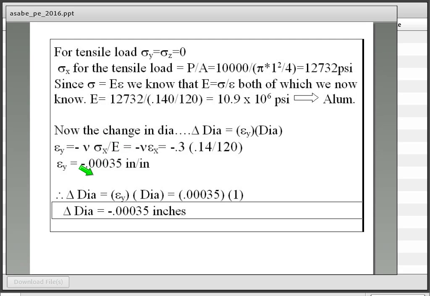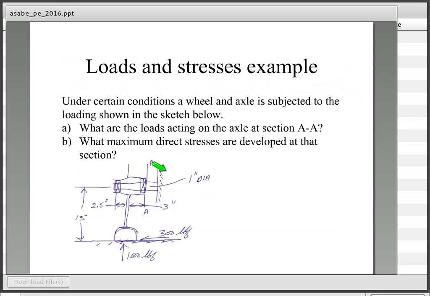And so that comes out to be negative, that is, it decreased in diameter, 0.00035 inches per inch. Definition of strain, change in length over length, gives us inches per inch as units there. And so that would be that answer. So that is just a little problem that would be nice on an exam of this kind. I'm not saying that's what you'll have. I don't know what you might have, but this is an example.